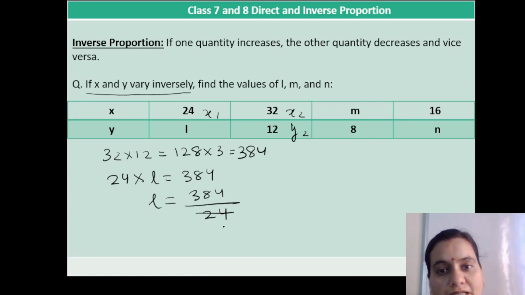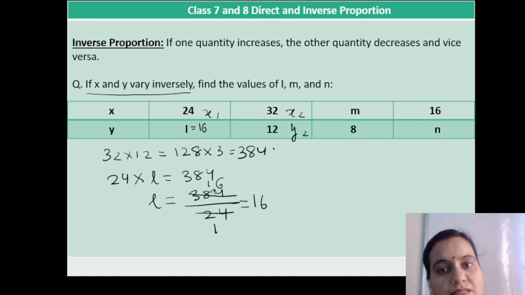So I'll directly divide by 24. 24 ones are 24. If you subtract 24 from 38, what will it come up to be? It will be 14, so 144 it will become. So 24 into 6 is 144. So L is equal to 16. This is what we get the value of L to be.